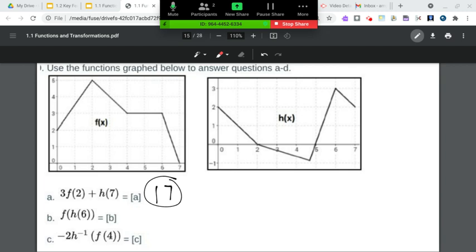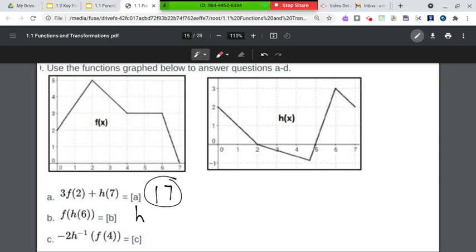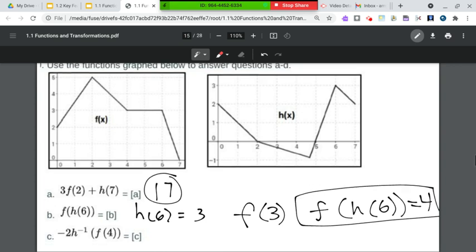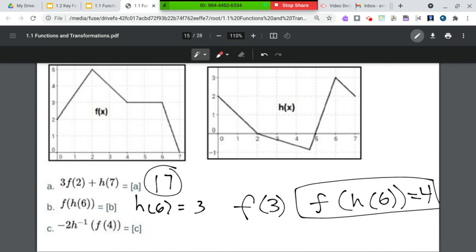First, find h of 6. What is h of 6? 3. Once you've got h of 6 is 3, you're going to find f of 3. And what is f of 3? 4. So f of h of 6 is actually just 4. Okay.